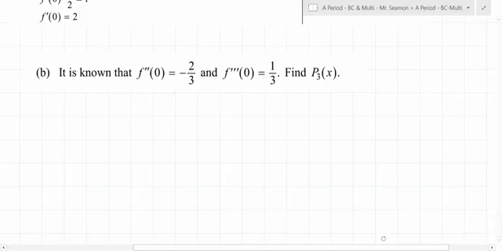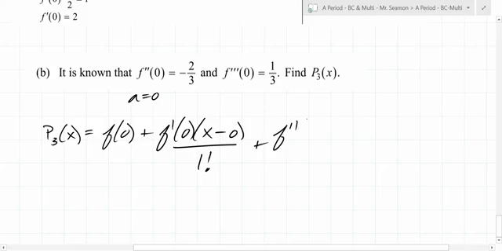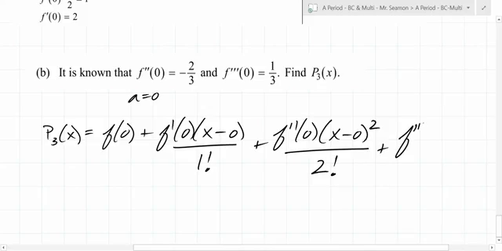Okay. So, Tori, can you help me with this? P3 of x. The general form of that is going to be, and it's around 0. So A is 0 in this case. So it's going to be f of 0, right? Plus f prime of 0 times x minus 0 over what? 1 factorial. Plus f double prime of 0 times x minus 0 squared over 2 factorial plus f triple prime of 0 times x minus 0 cubed over 3 factorial.